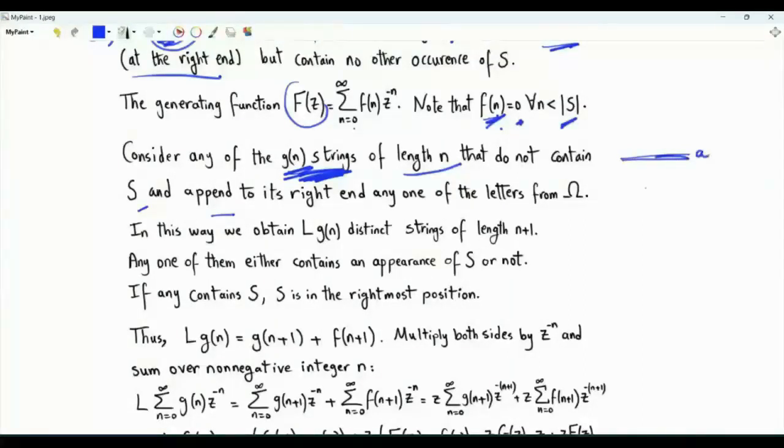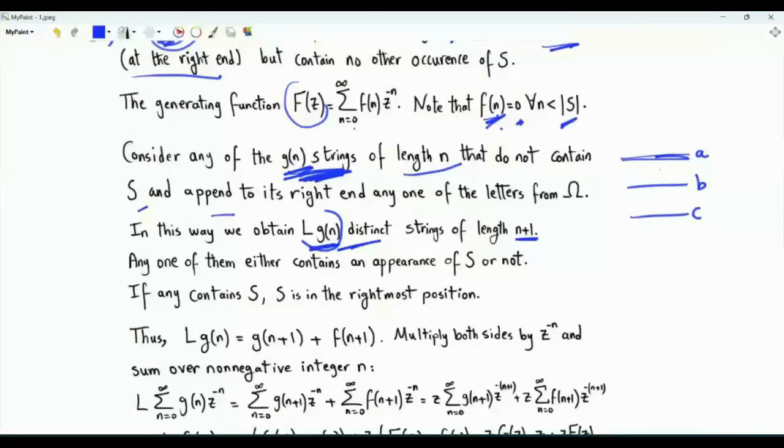Because you will take the string and append A, take the string, append B, take the string and append C. So in total, if we do this operation, we end up with L times G of n distinct strings. Each one of those is of length n plus 1. Those L G of n strings either do not contain S at all, or if they contain S, S appears at the right end of the string.